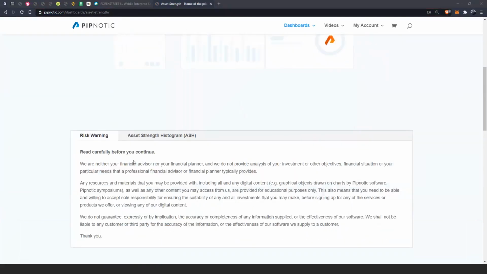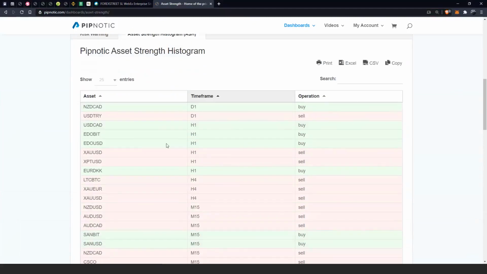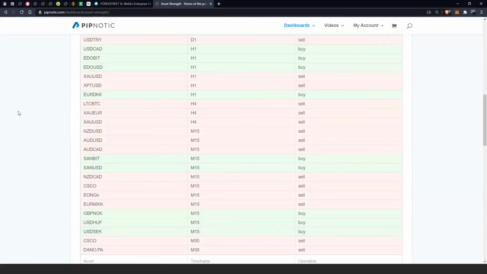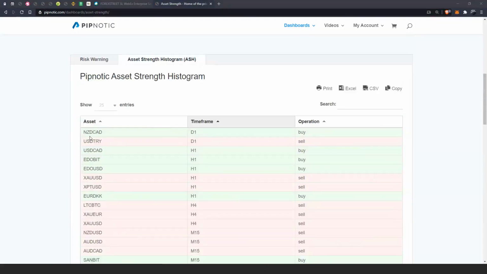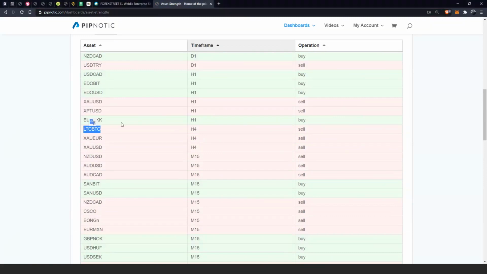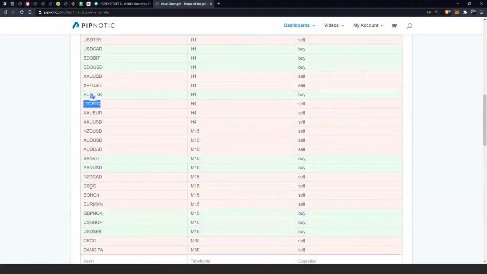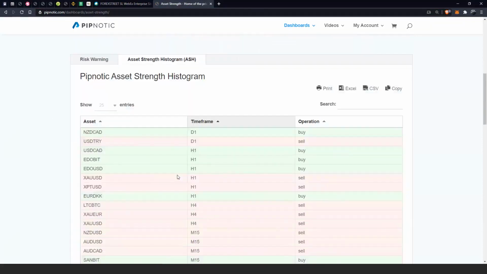And here we have the asset strength, which is essentially the same thing. Here it's telling us what all of these assets are doing. We only have 25 at the moment, but we have all of these currency pairs, and we have some stocks, a bit of crypto, some exotics, Cisco and lots of other ones. Essentially what I'm doing is taking this information and using it to help me identify, filter or shortlist assets to trade.